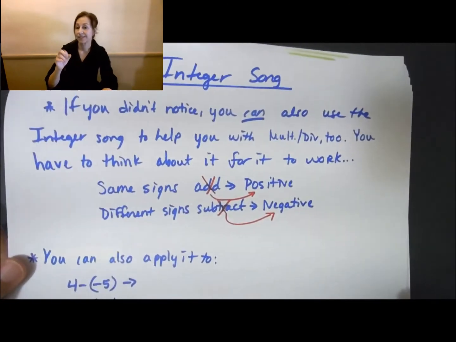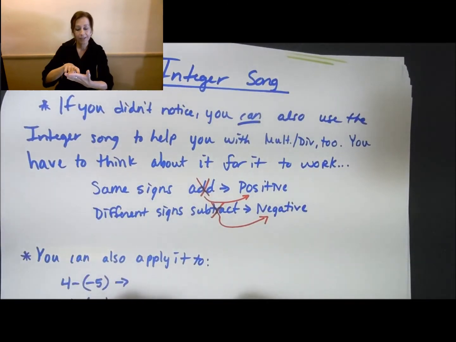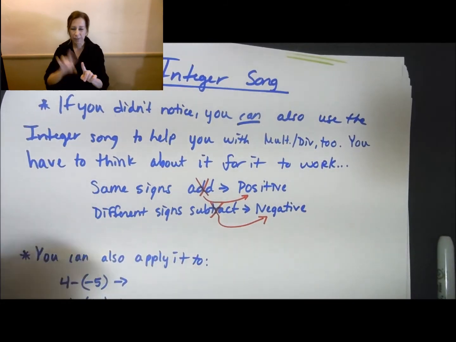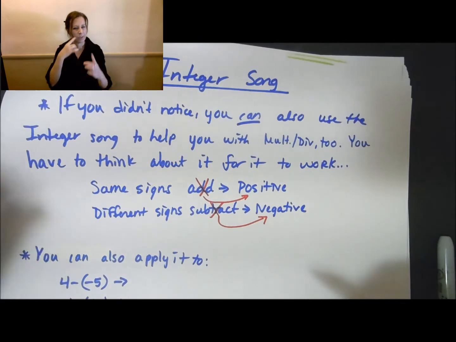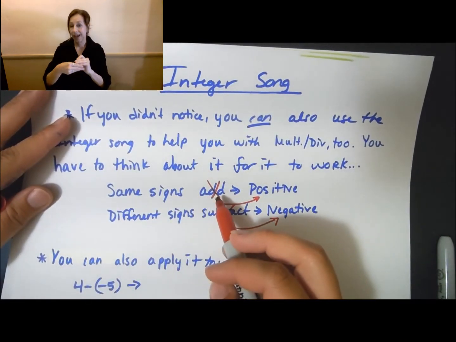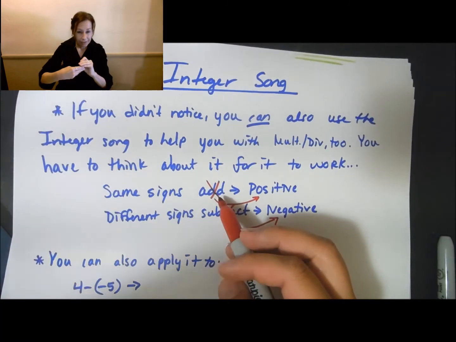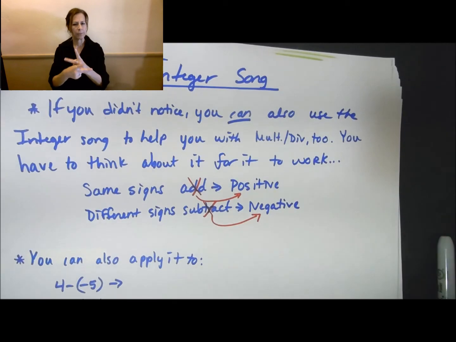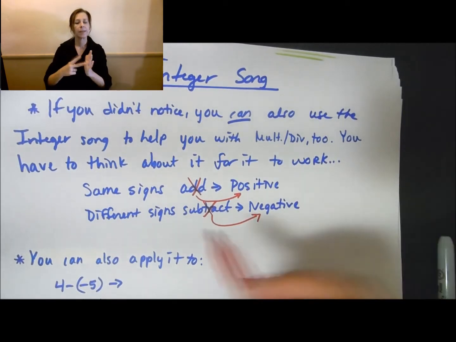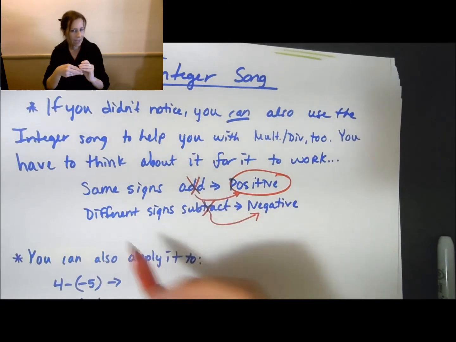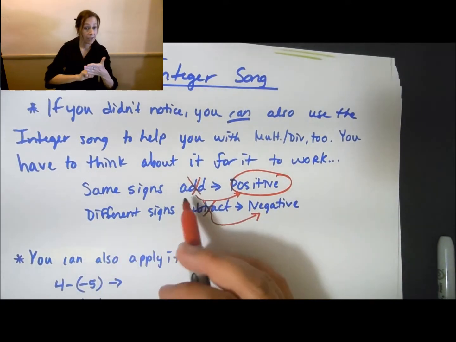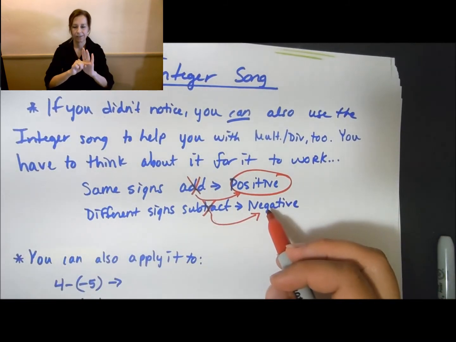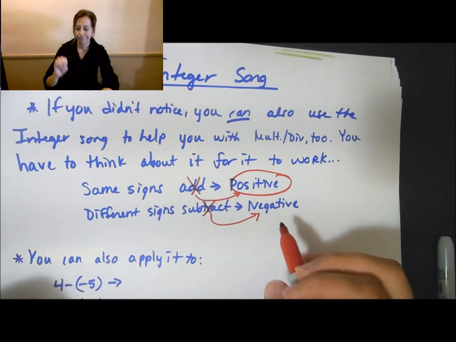So the integer song, right? If you didn't notice, you can also use the integer song to help you with multiplying and dividing too. You just have to think about it in a different way for it to work. For example, same signs add when you're adding integers, but when you're multiplying, you can think same signs mean positive, not add. Different signs subtract when adding, but if you're applying the song to multiplying and division, think negative.